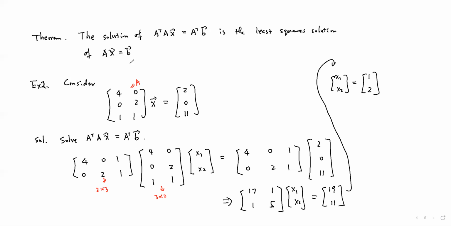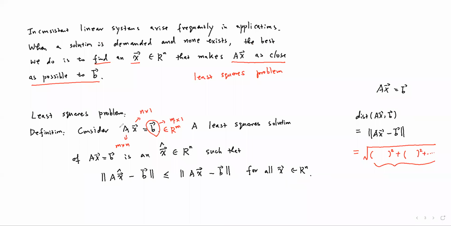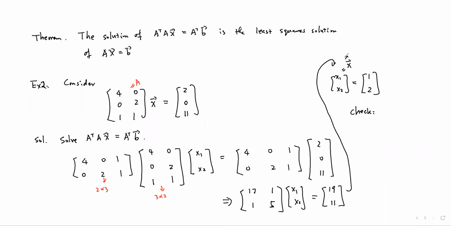Okay, have a check. Arbitrarily pick a point. According to the definition of least squares problem, the least squares solution is denoted by x hat. So here, x hat. Now I want to have a check. X hat makes left side and right side as close as possible.